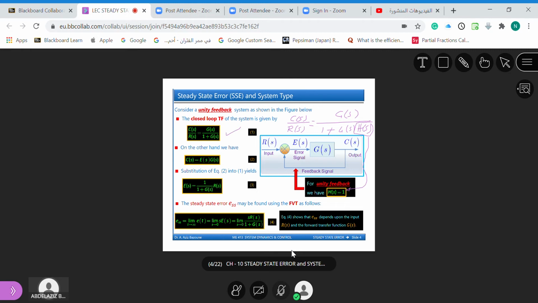On the other hand, as I mentioned to you, C of S, the output, will be simply the error times G of S. If we take only the circuit here, from E, G, and C, we will find that C of S will be simply E of S times G of S. Now, E of S can be written like this. If you substitute equation 2 into equation 1, we will find that we can write E of S like this.